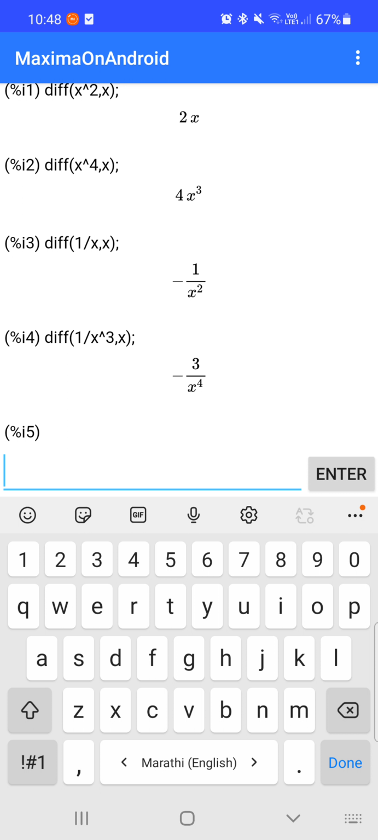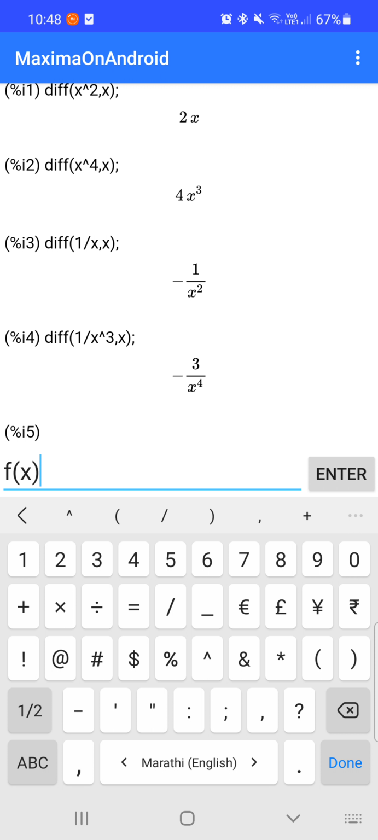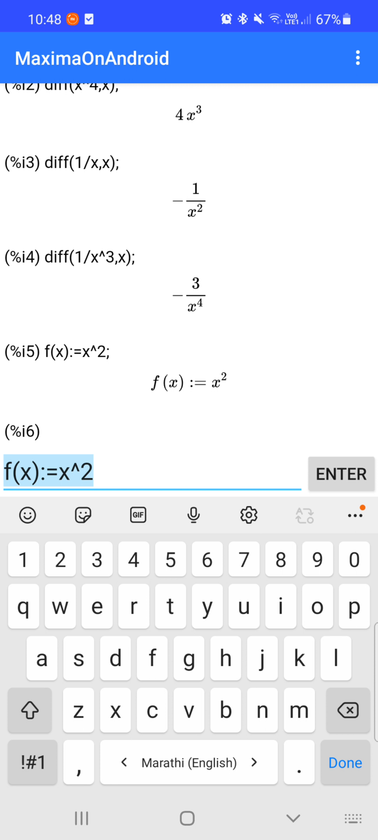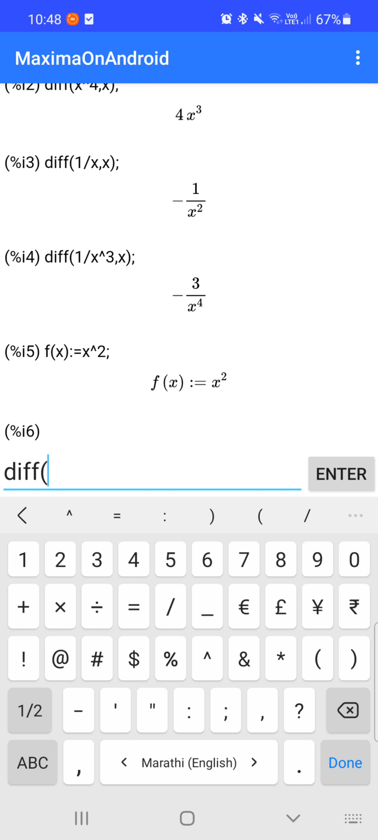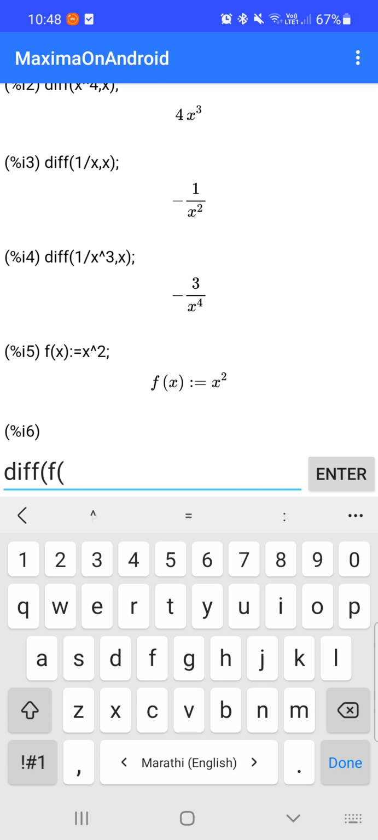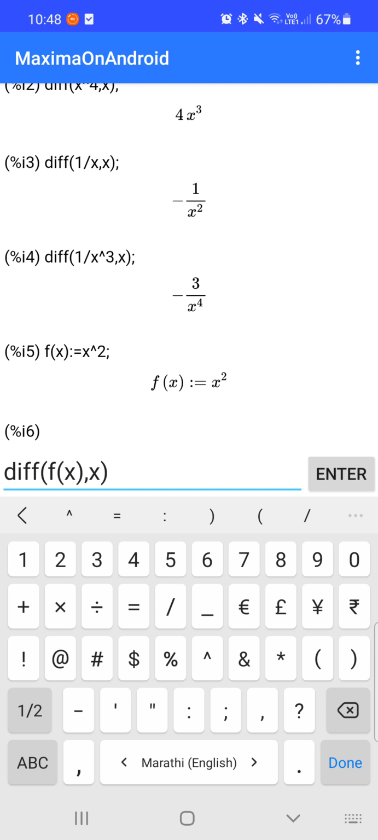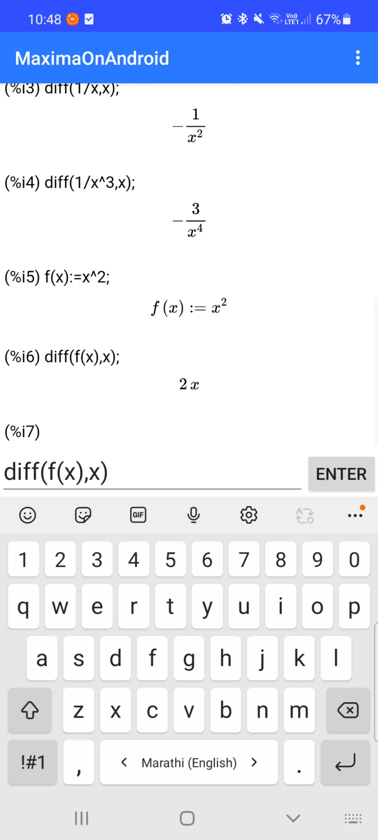Now you can also find a derivative by assigning the function first, f of x is equal to x square, and then by using diff of f of x having variable x. So if it is a very complicated function, then first enter f of x.